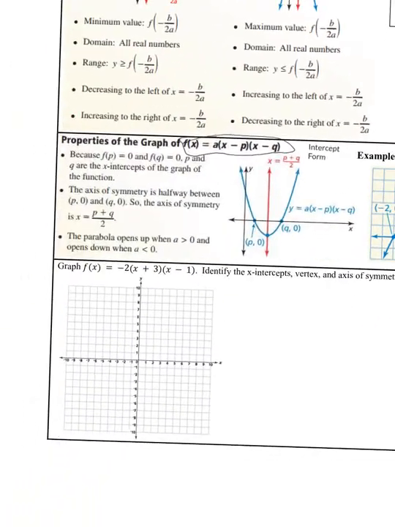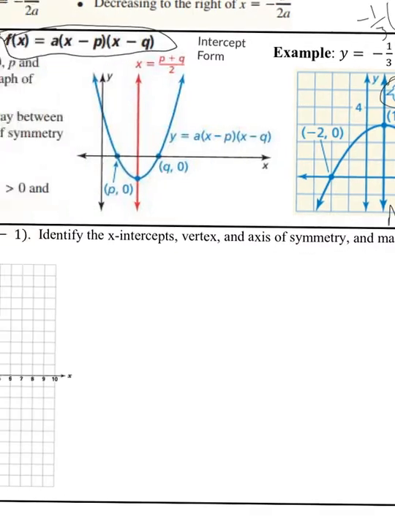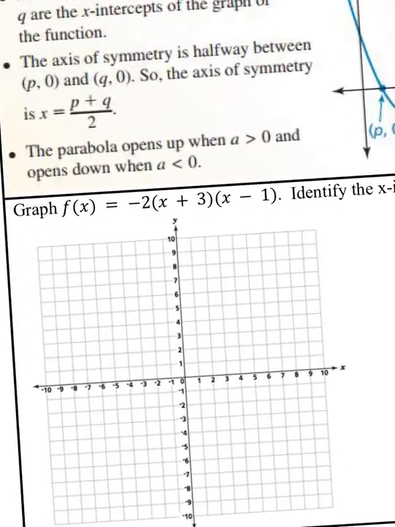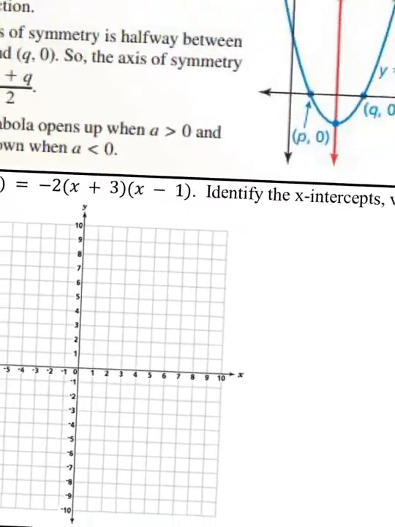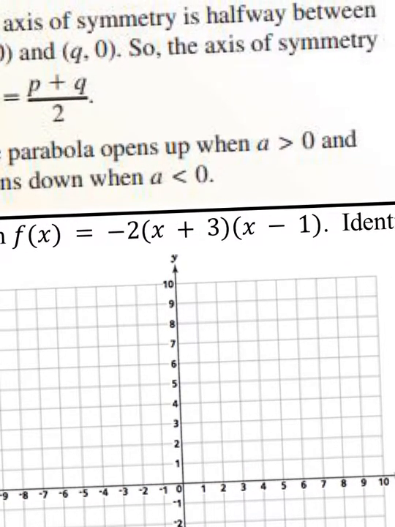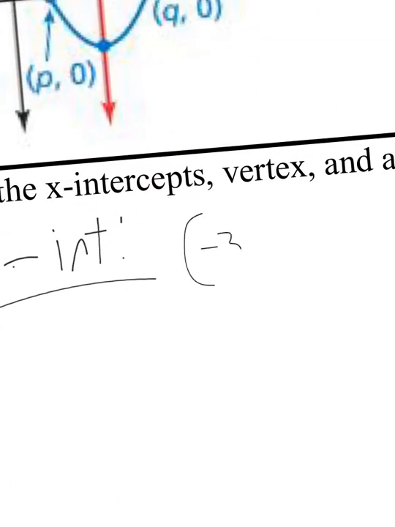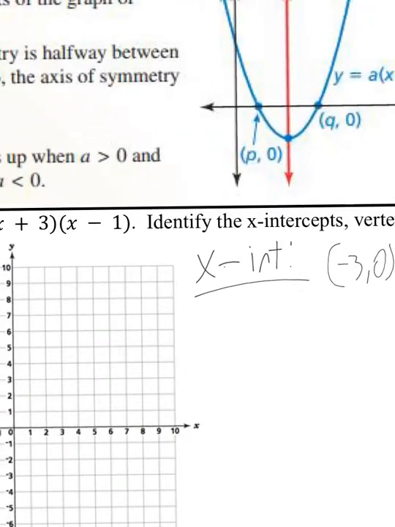So identify the x-intercepts, vertex, and axis of symmetry, and maximum or minimum values. Basically identify everything, sum up everything right here. So this is written in intercept form. So the first thing I can do is identify the x-intercepts, and so my x-intercepts are at, let's see here, plus 3, so that's negative 3. Minus 1, that's positive 1. So I'm going to write negative 3 and positive 1. So you say negative 3, comma 0, and positive 1, comma 0. Okay? Don't just write the number, just write them as a coordinate.